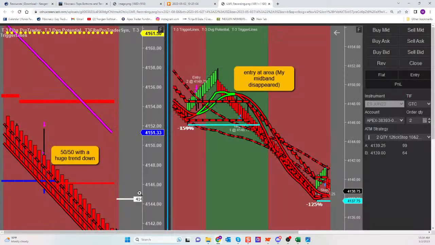Jose, 50-50 in a huge downtrend. Jose, why don't you have a mid-band?